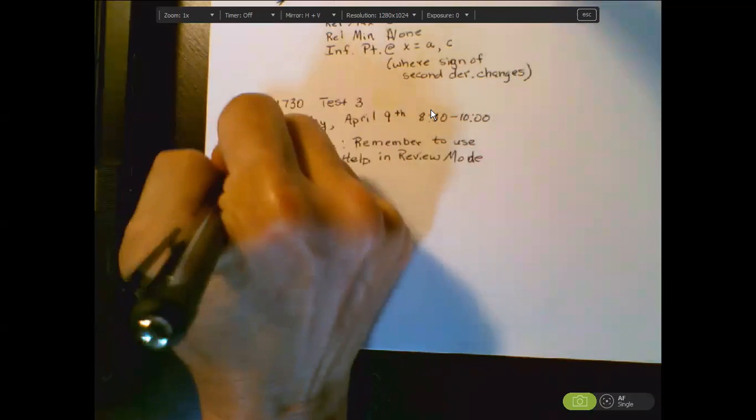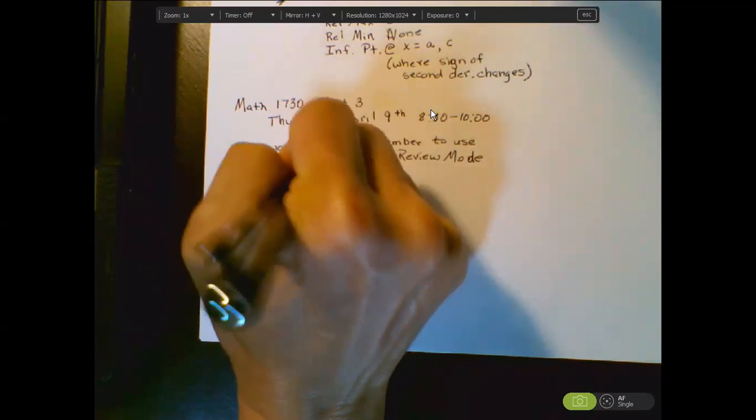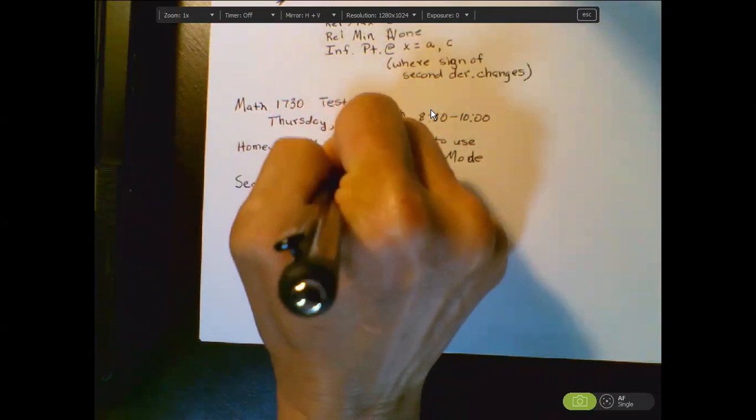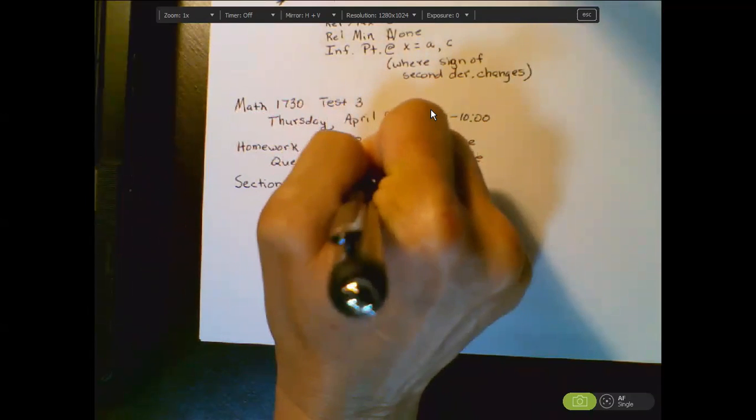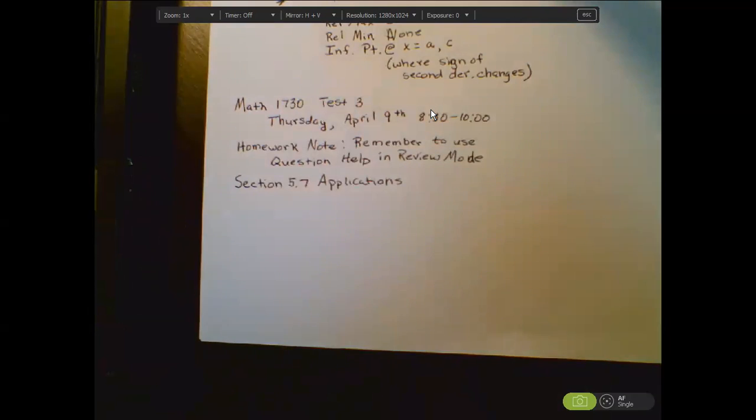Section 5.7 is applications. And these are all pretty straightforward. Actually, the first 16 problems are just solving a right triangle. I give you 2 pieces of information about a right triangle, and then you find all the other information.